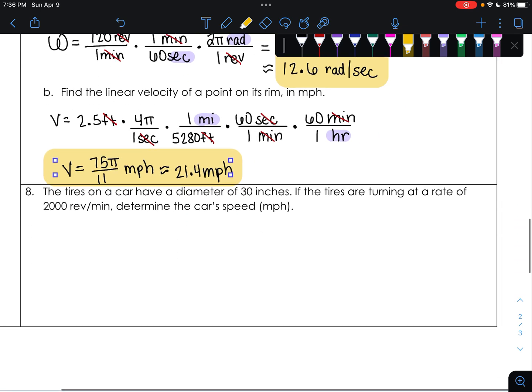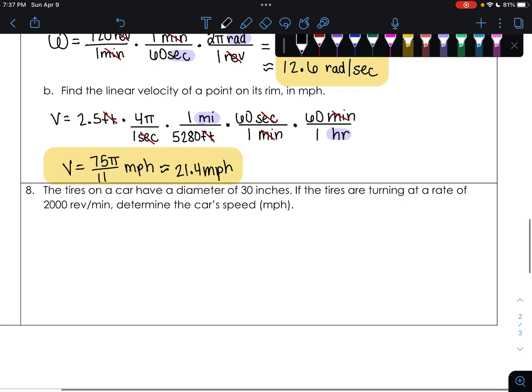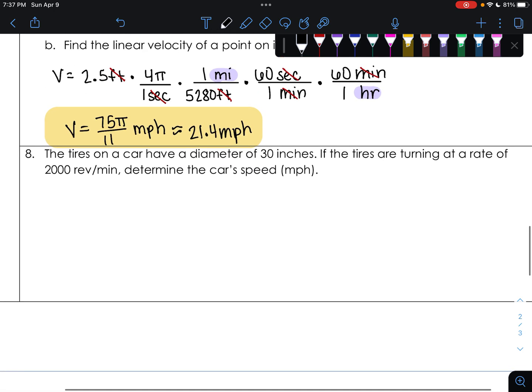In our last example, the tires on our car have a diameter of 30 inches. If the tires are turning at a rate of 2,000 revolutions per minute, determine the car's speed in miles per hour. Okay, that means linear velocity. What you have to be careful of is that it gave you the diameter and we need the radius. What we also have to find is the angular velocity.